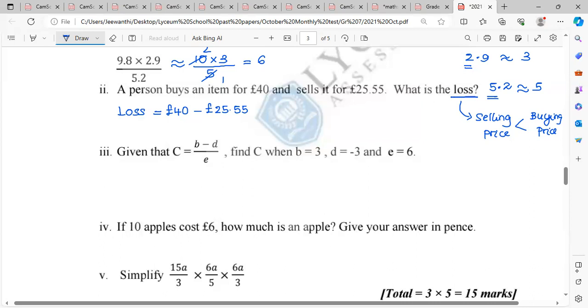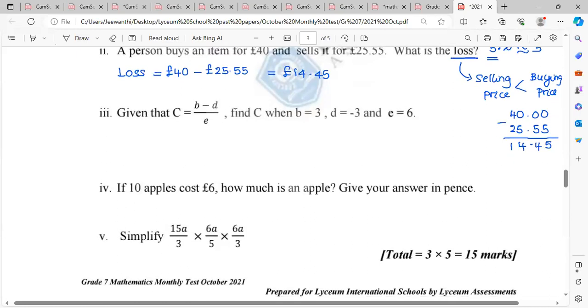So we want to find the value. So how are we going to find it? It is 40 subtract 25.55. Yeah, so then the answer is 14.45. So then the loss will be 14.45. Right? 14.45. Right.